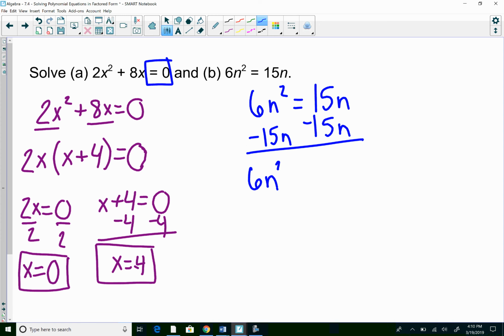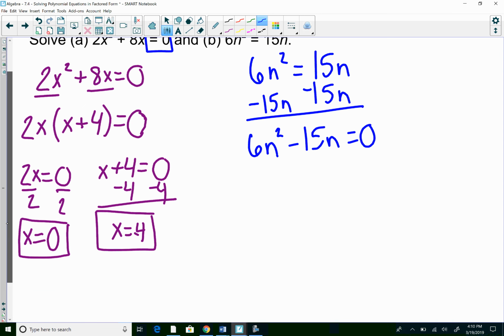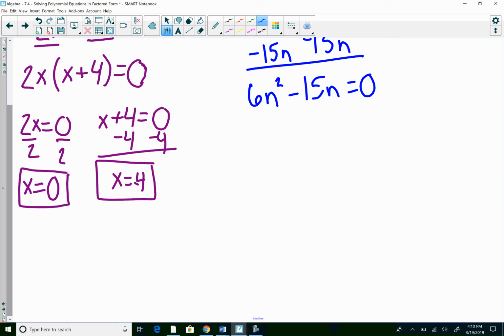So we're going to take 6n squared minus 15n equals 0. Okay, now we're in a good spot. What's our common factor? What can we take out of this 6n squared minus 15n? Let's see, I can't take out a 6, but I should be able to take out a 3, and then I can also take out an n.